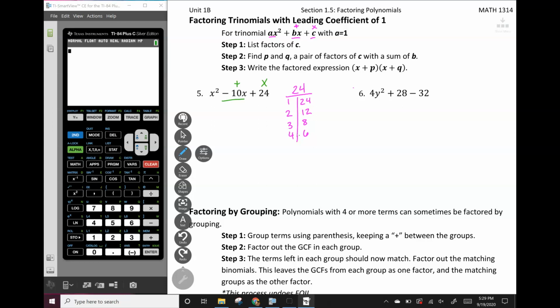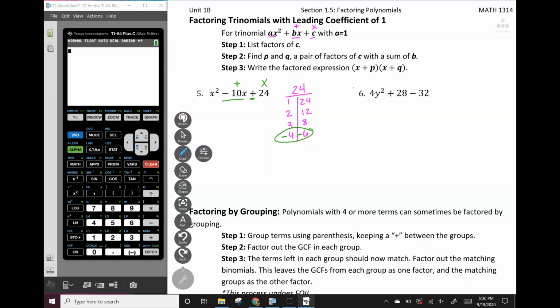But if you use 4 and 6, they actually both need to be negative so that they will add to give you negative 10. And since they have the same sign, they're going to multiply to give you positive 24. So just be careful about the signs. If it's positive, then that means both of your numbers need to have the same sign. If that c is negative, like on the next one, then the two numbers have to have opposite signs.